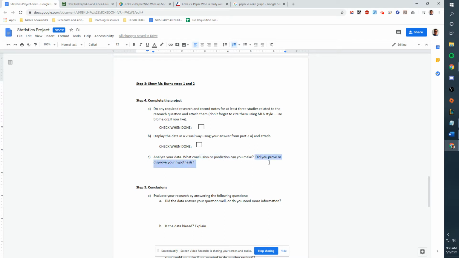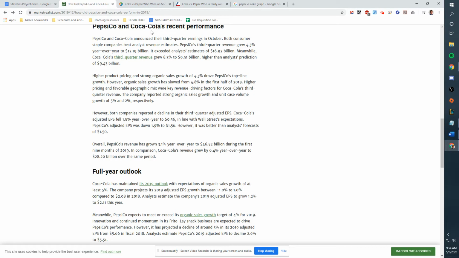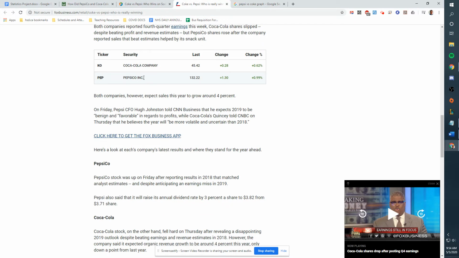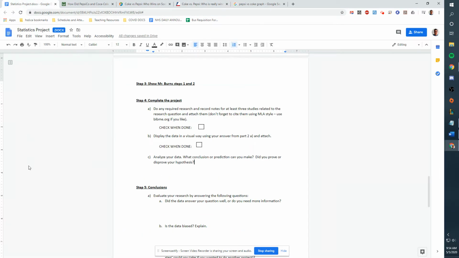Now, did I prove or disprove my hypothesis? Oh, now I realize that I've done something bad. My hypothesis was Coke the drink versus Pepsi the drink. This is the Pepsi company and Coca-Cola's company. These are social media hits from the companies. This is stock information for the companies. I didn't actually look at the drinks at all. So I didn't prove or disprove my hypothesis. I answered the wrong question. So my research actually wasn't very good. And I realize that now that I'm doing my analysis, oh crud.